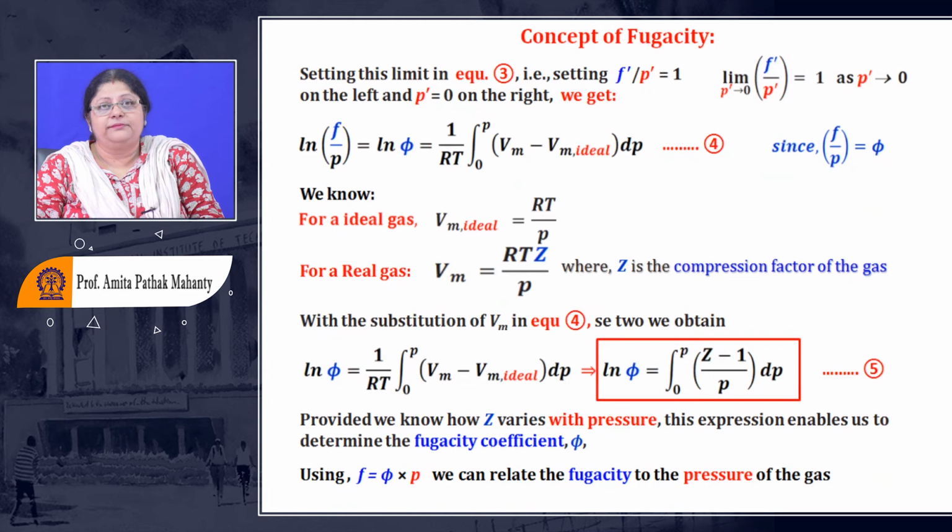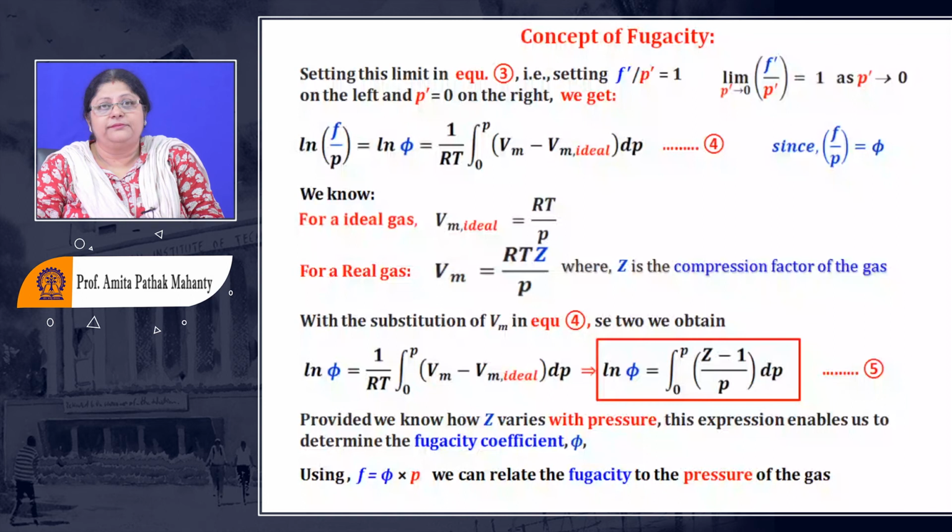I have taken the Vm ideal defined as RT by P and Vm real as RT Z by P. Z is the measure of the deviation, the compressibility factor. So RTZ by P, if I put here, this is going to be RTZ by P, and this is going to be RT by P. I take RT common. Then what do I get? This is Z, this is 1 by P, right? All of you getting what I'm doing? Yes, ma'am. Into dP.